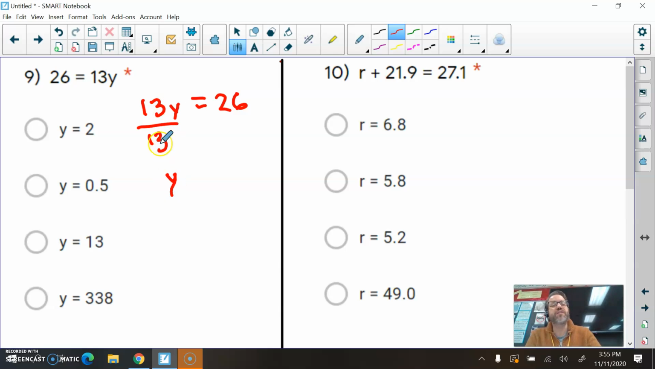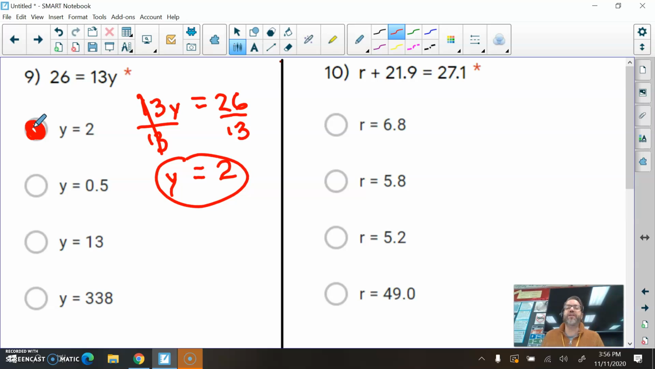Also, we know multiplying and dividing are going to cancel each other out anyway. So y equals, now since I divided by 13, I threw my equation out of balance. I need to divide this other side, the right side of the equal sign, by 13 as well. 26 divided by 13 is 2. Y equals 2. Test it. Does 13 times 2 equal 26? Yep, it does. So y equals 2, which means my answer choice is the first one here, y equals 2.